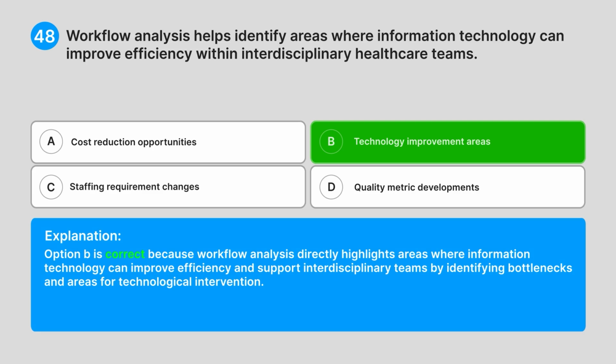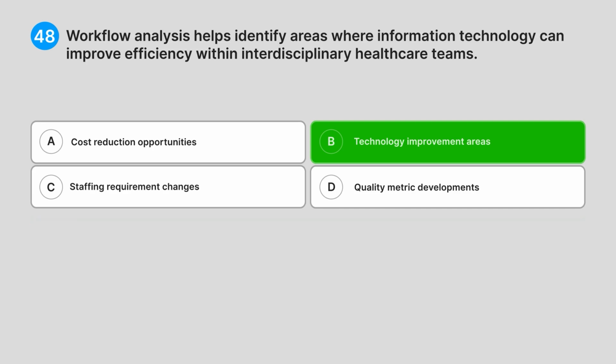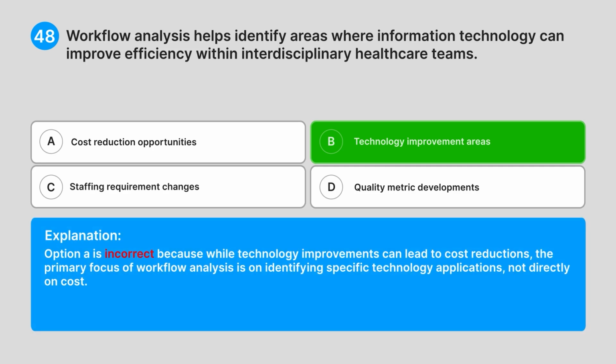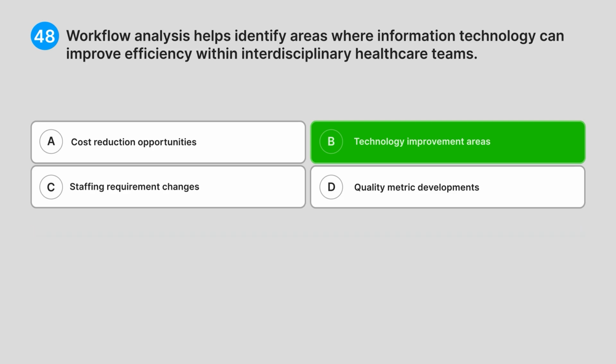Explanation. Option B is correct because workflow analysis directly highlights areas where information technology can improve efficiency and support interdisciplinary teams by identifying bottlenecks and areas for technological intervention. Option A is incorrect because while technology improvements can lead to cost reductions, the primary focus of workflow analysis is on identifying specific technology applications, not directly on cost.